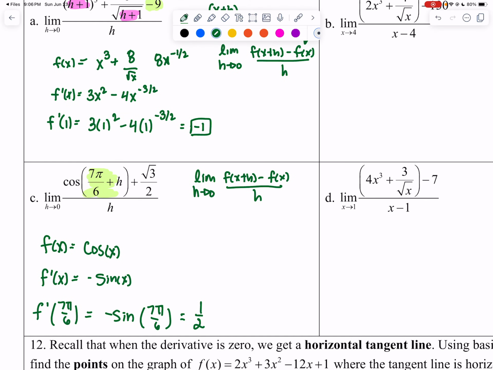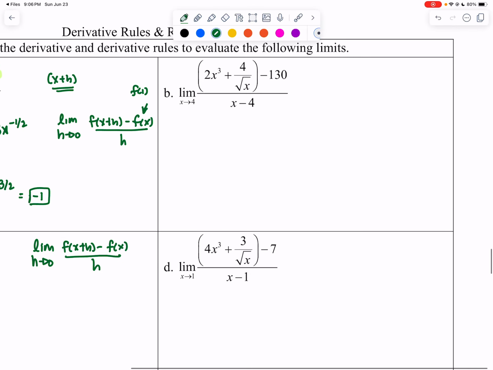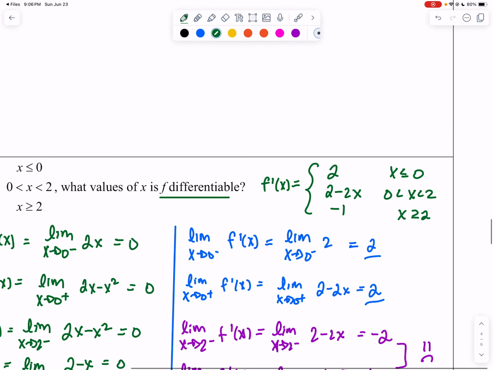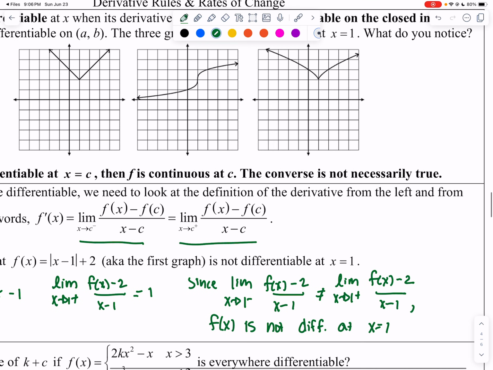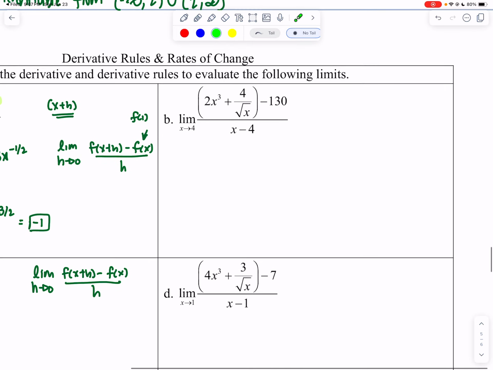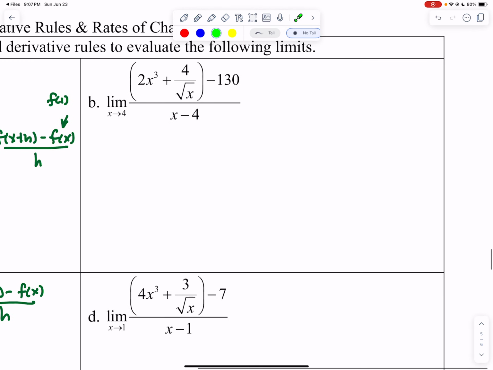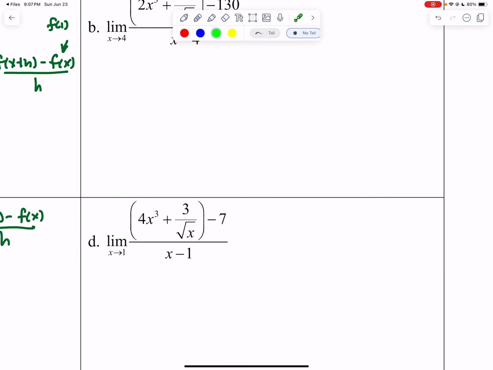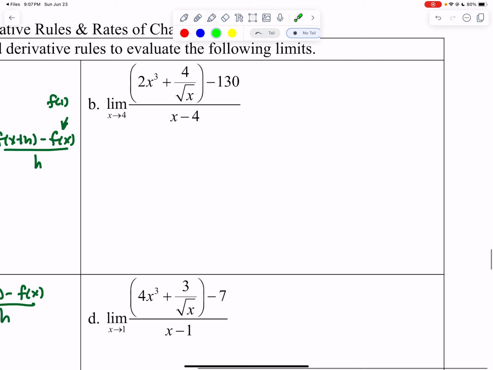All right. Now, parts B and D, we're using the limit definition from above. This one right here. The alternate form of the definition of the derivative. So here, notice how we are approaching c. So in this case, this is saying, what is my derivative at x is equal to 4 for this function right here? And what is my derivative at x is equal to 1 for this derivative here? Remember that this 130 and this 7 right here represents f of c, where your c value is going to be 4 or 1.